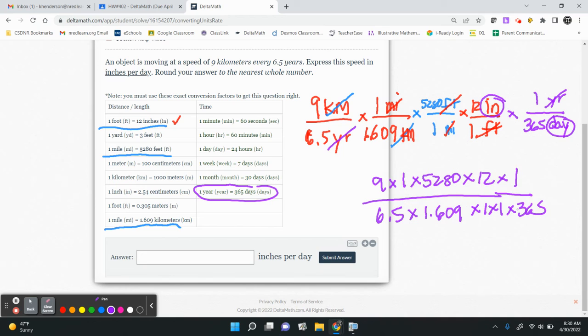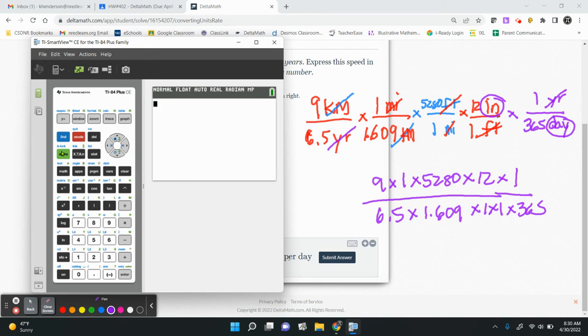So that's a lot of math, but all we have to do is put that in our calculator. So let's see. All right, pull my calculator up here, get my fraction going, and I've got 9 times 1 times 5280 times 12 times 1. I probably could just leave all those times 1 off. Save myself some time. 6.5 times 1.609 times 1 times 1 times 365. And let's see what we get.